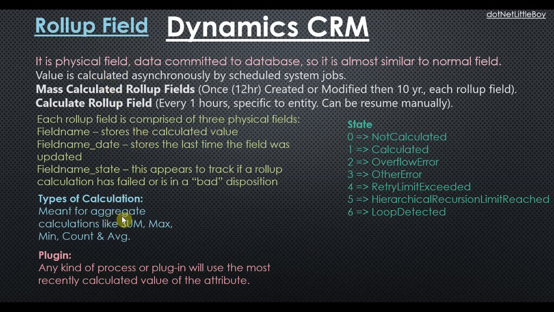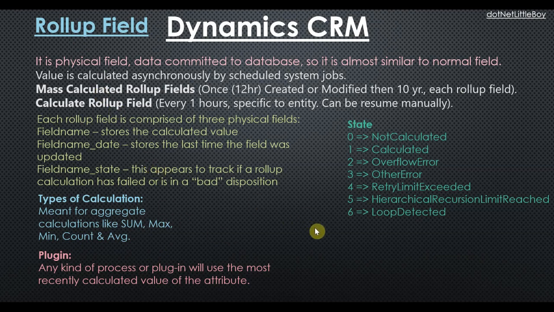Then here, some aggregate calculations will be done, unlike the calculated field, which mostly does calculations on numeric values and date values, and some string calculations, string formatting, and concatenation. Those will be done by the calculated field. But in the case of the rollup field, it will use aggregate calculations such as sum of the values, max values, minimum values, count, and average. So these aggregate calculations will be performed by the rollup field.